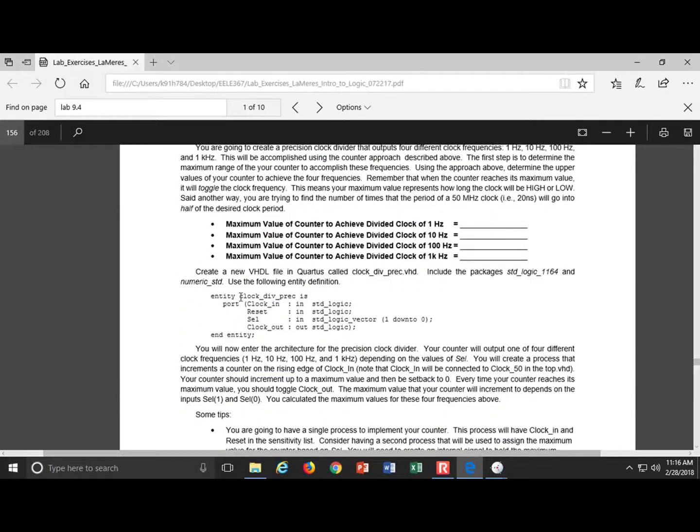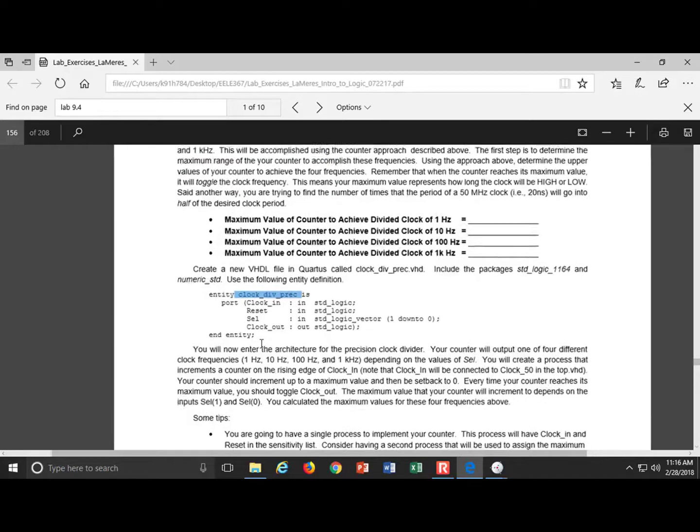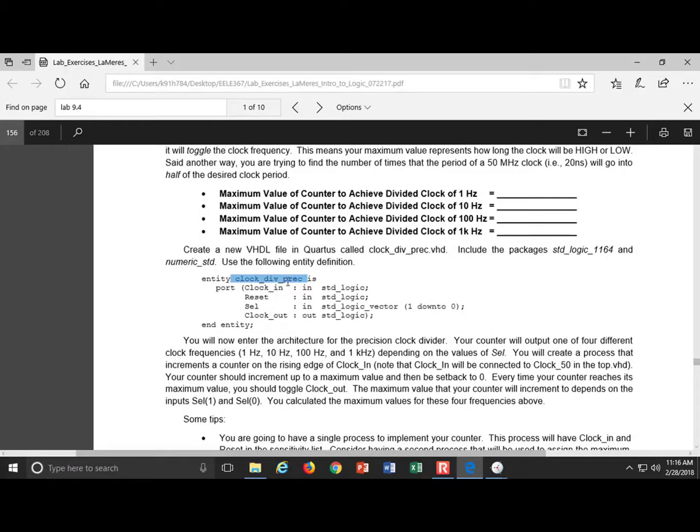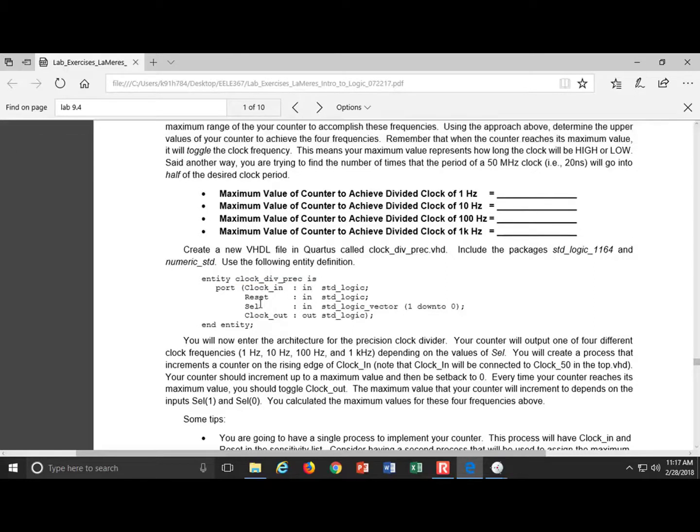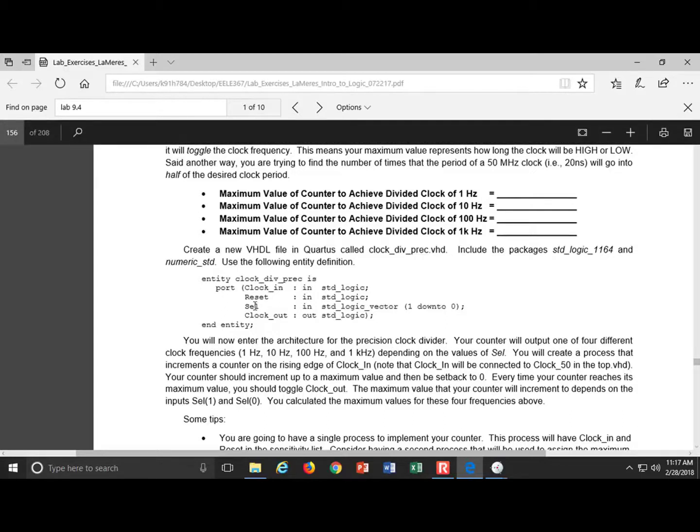Here's what you're going to have in terms of the entity for this thing. You are going to have a new entity that you will create called clock underscore div underscore PREC. That stands for precision. It is going to have an identical port definition as your clock divider 2 to the n. You could consider copying it. But this is a separate file, and you will have a clock coming in, obviously a reset. You will have 2 bits of select, which will choose amongst the 4 clock frequencies, and then you will have a clock out. You will create a process that is going to be a counter, and you will range check in order to achieve these 4 clock frequencies.